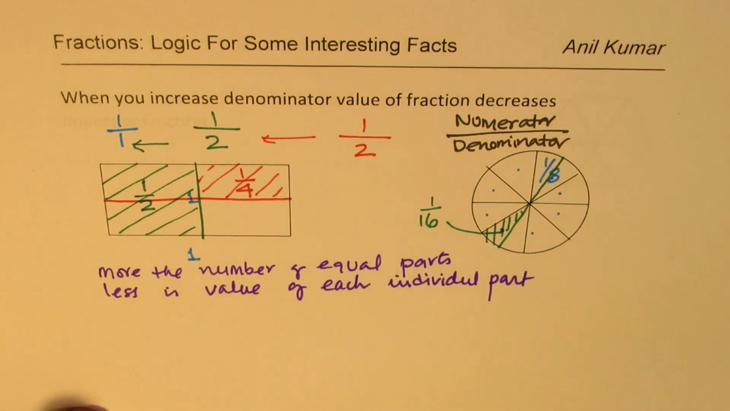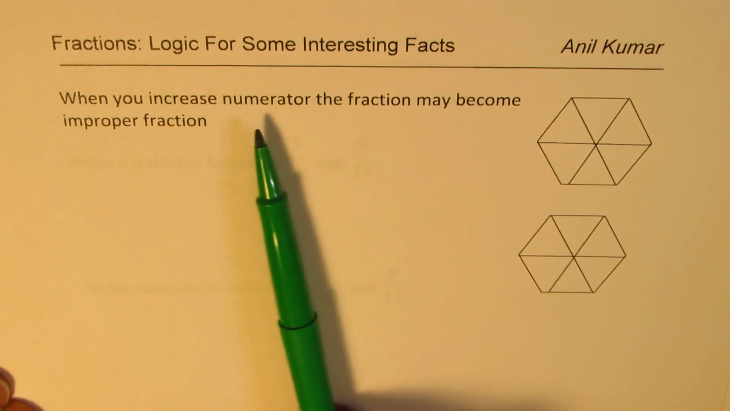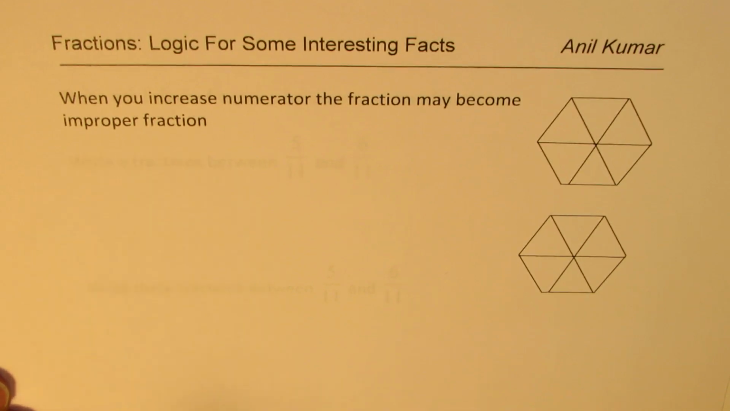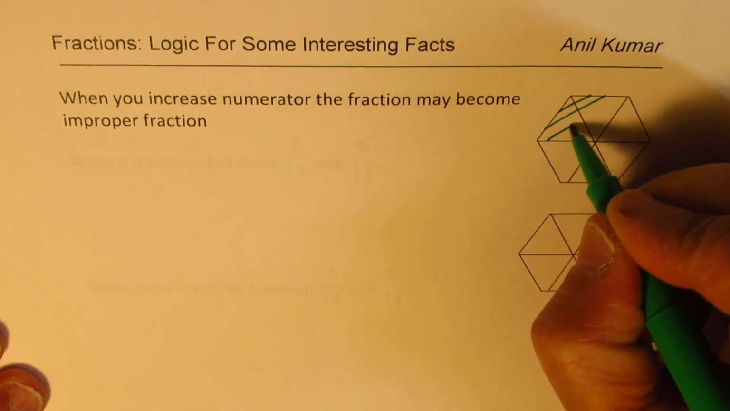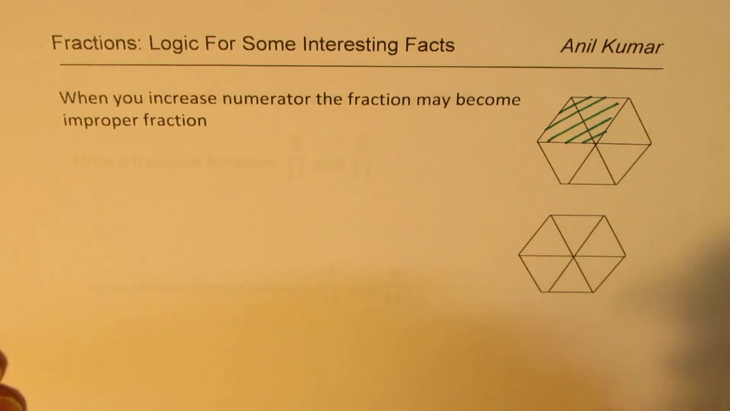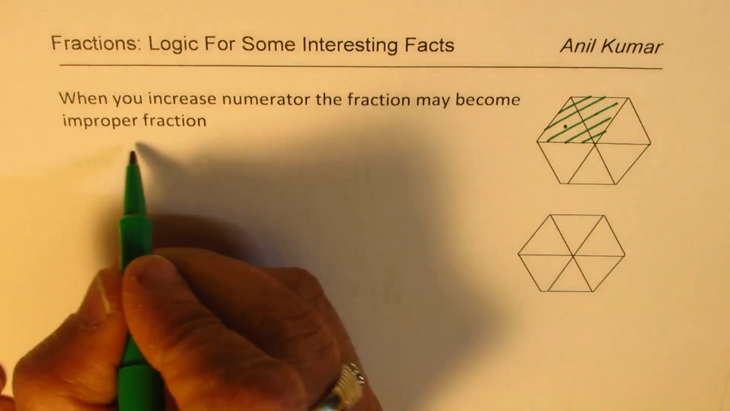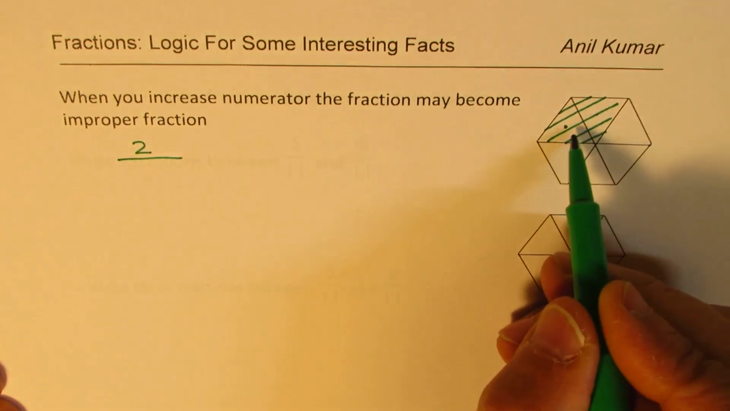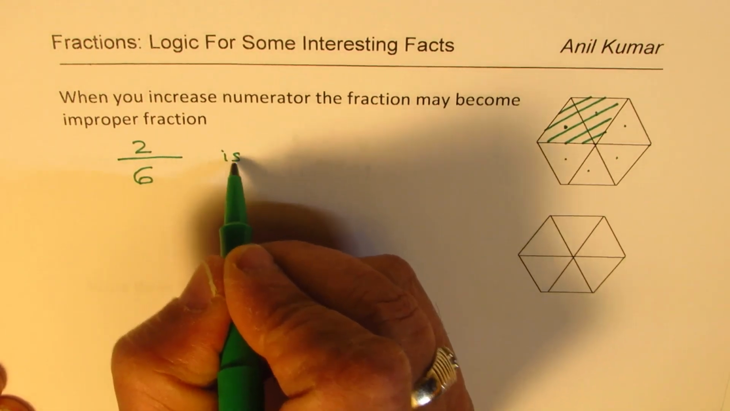Okay, clear? Let's see the next concept, and that is when you increase the numerator, the fraction may become an improper fraction. Okay, how do we explain this? So let's have some figures here. Let's shade two of them. At present I shaded two of them. So the portion which is shaded is 2 units, right? 2 out of 1, 2, 3, 4, 5, 6. So 2 over 6 is the shaded portion.